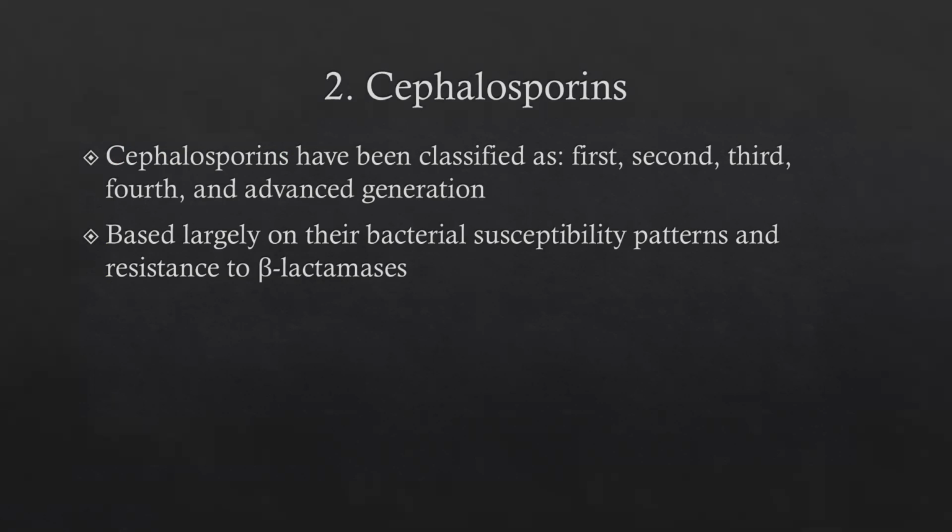Now let's proceed to the second class of antibiotics that act on the cell wall, or that inhibit cell wall synthesis. The second is what we call the cephalosporins. Cephalosporins have been classified as the first, second, third, fourth, and advanced generation, or the fifth generation. They are based largely on their bacterial susceptibility patterns and resistance to beta-lactamases. So cephalosporin classification is based on the susceptibility and also on the resistance to beta-lactamases.